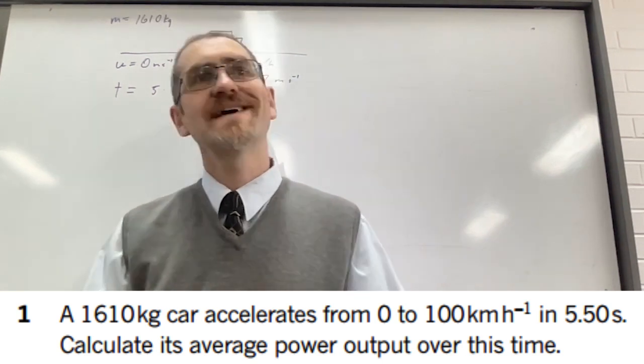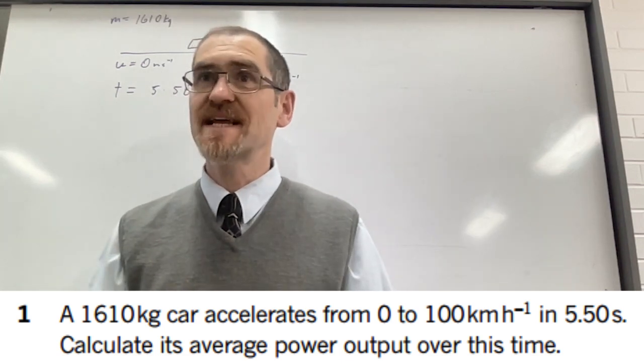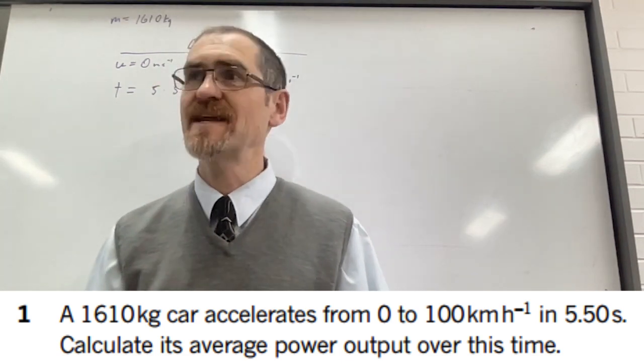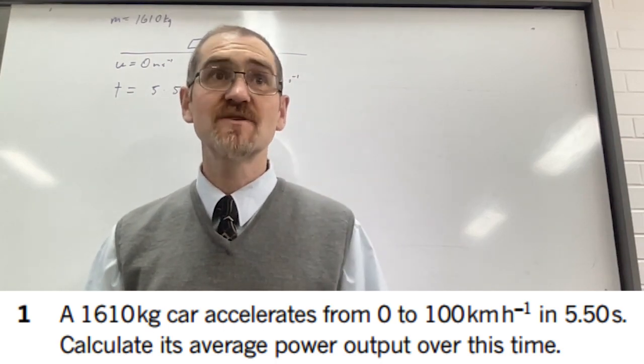So the work done divided by the time. What was the work done? It's giving it when it has no kinetic energy, now it has kinetic energy. So we find out the added kinetic energy to the vehicle divided by the 5.5 seconds, and we should get the power output.